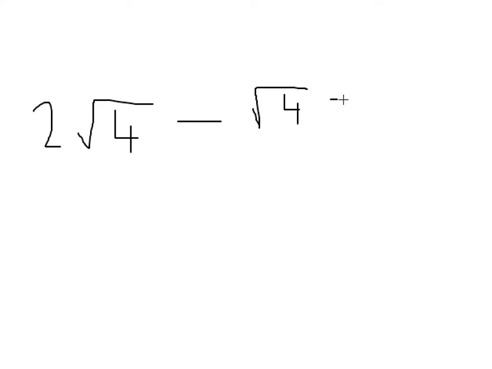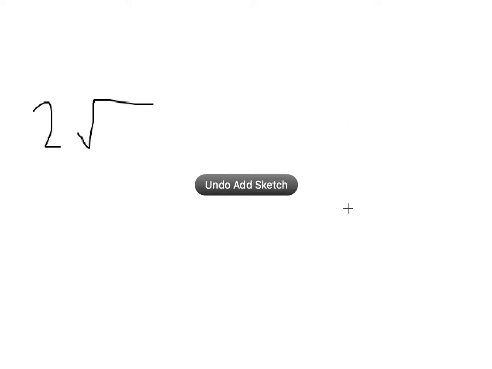So let's show a minus one. So if you had 2 square root of 4 minus the square root of 4, then it equals the square root of 4, because you can only minus like terms. It's kind of like fractions in that sense.